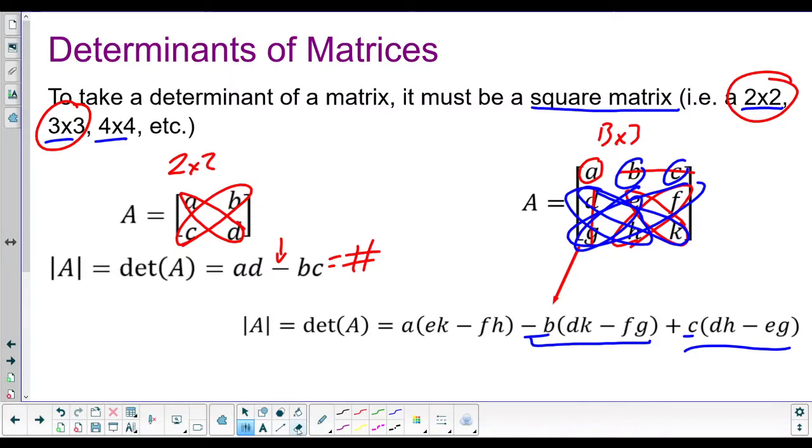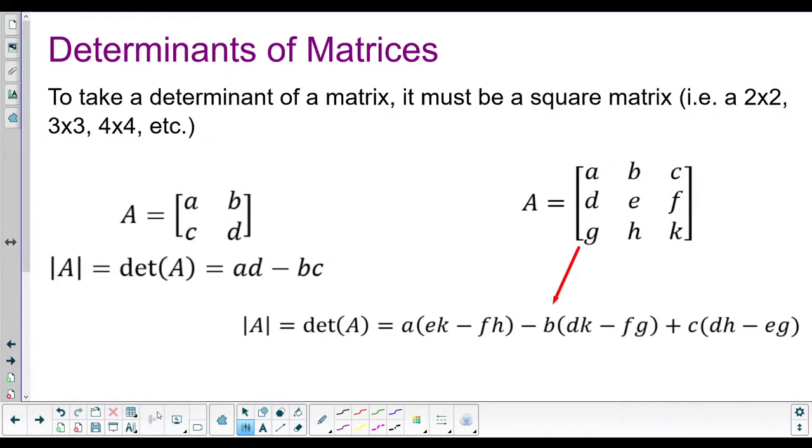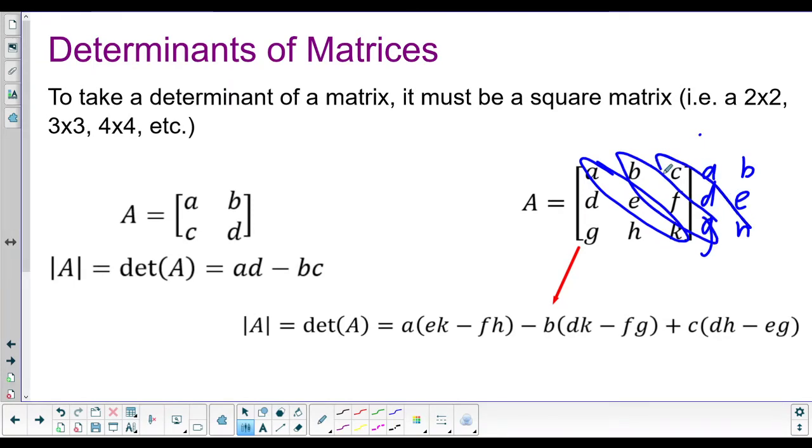The other way that we can set this up that makes it a little easier to do by hand is you take the first 2 columns and repeat them and then do diagonals. So our 2 additional columns would be A, D, G, B, E, H, and then you do diagonals down to the right. So you multiply all these together, plus all of these multiplied together, plus all of these multiplied together. Then you do minus this diagonal multiplied together, minus this diagonal multiplied together, minus this diagonal multiplied together.